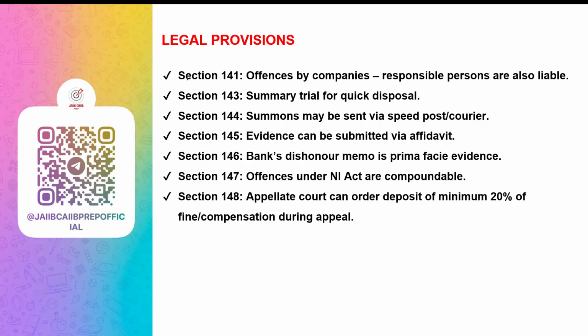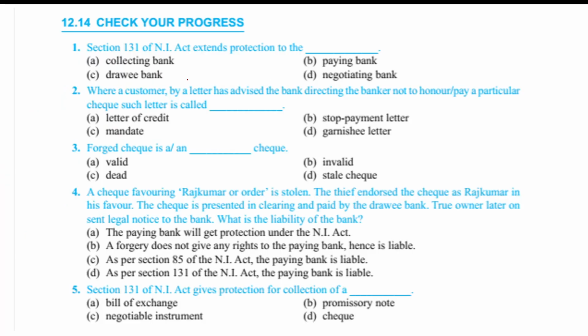Section 148, appeal and deposits. So if the drawer files an appeal against conviction, the appellate court, the higher court may ask the drawer to deposit at least 20% of the fine or compensation ordered by the lower court before proceeding with the appeal. So now let's check your progress.